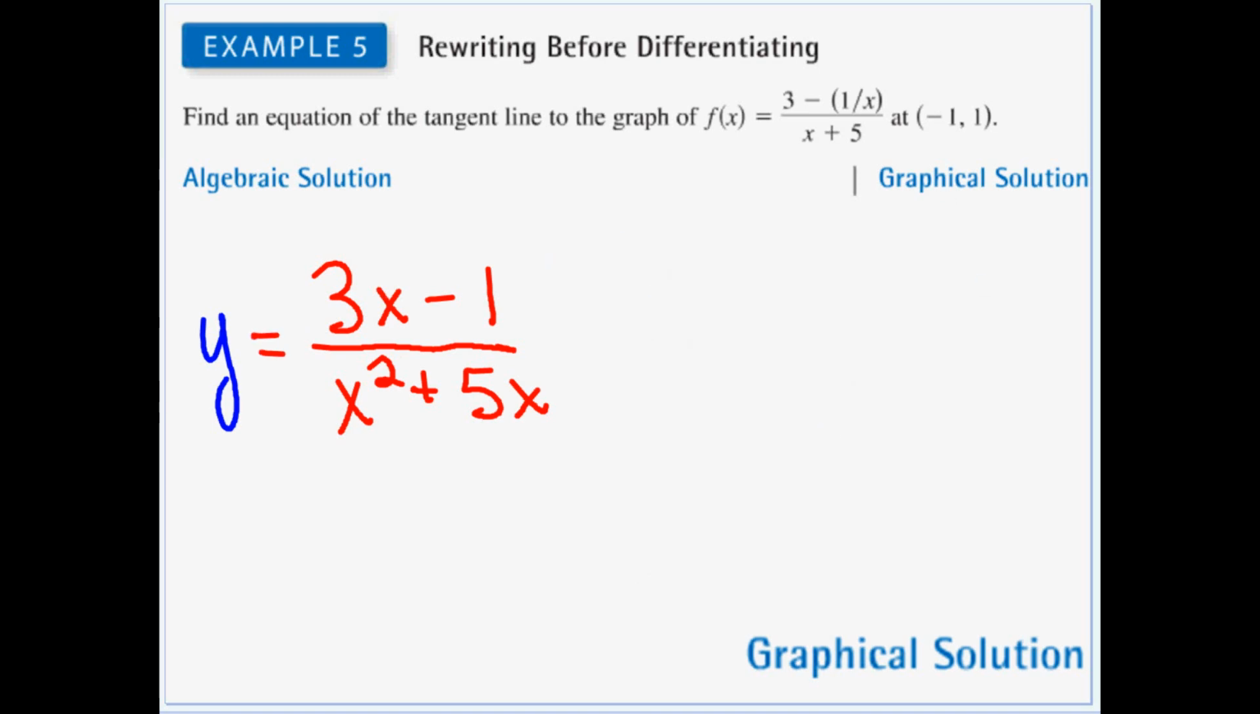All right, let me switch to black ink. Our numerator will derive to a 3x minus 1 just derives to a 3. Down in the denominator, it's going to be a couple terms. X squared derives to 2x plus 5x derives to 5. And let me get a little more room here.